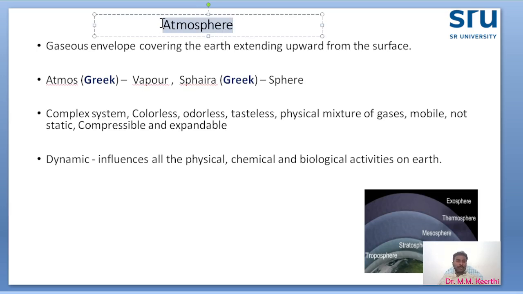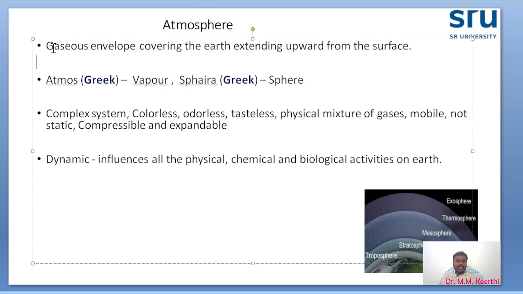Before discussing the different compositions, first we need to know what is meant by atmosphere and what its uses are. Atmosphere is the gaseous envelope covering the earth, extending upward from the surface. Atmos is a Greek word meaning vapor, and sphere is also a Greek word. So the word atmosphere is derived from Greek.